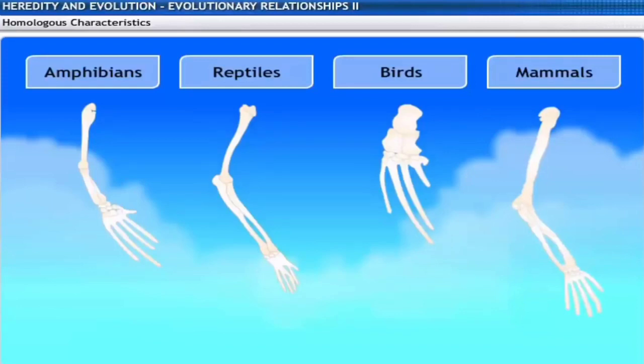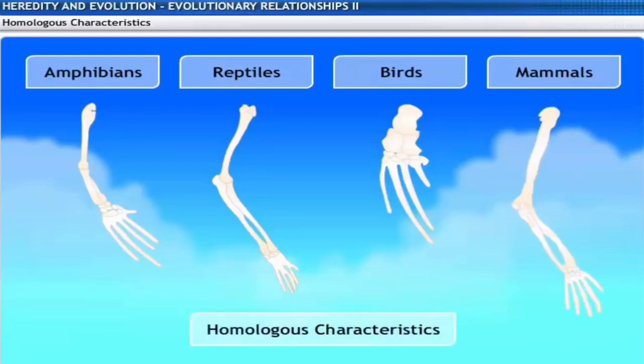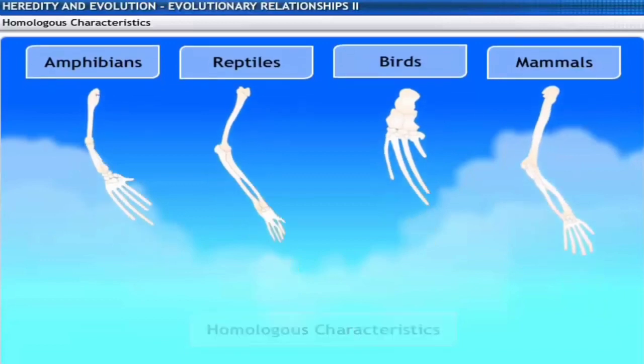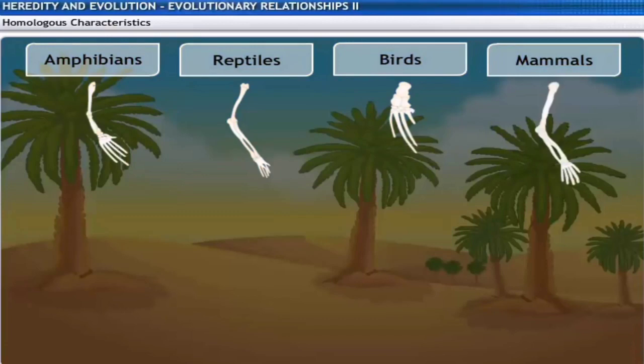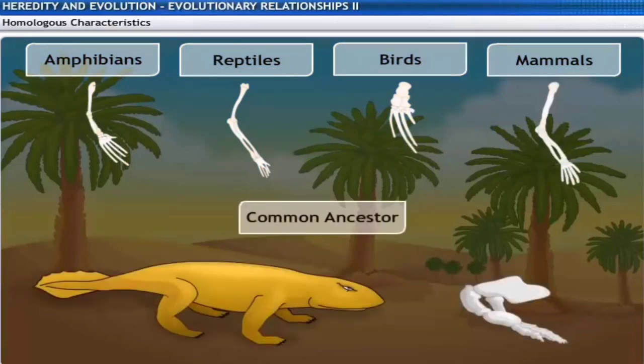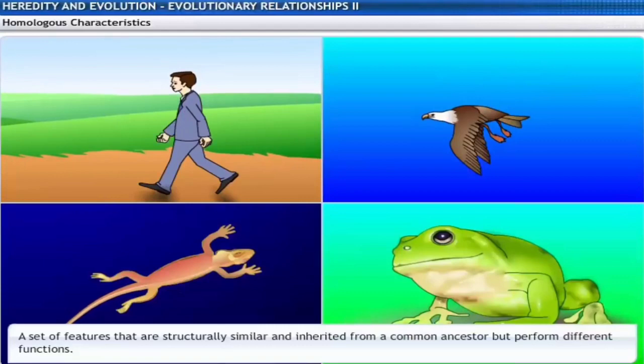Characteristics in distantly related organisms would be similar because they are inherited from a common ancestor. Such characteristics are called homologous characteristics. For example, mammals, birds, reptiles and amphibians have 4 limbs with the same basic limb layout because they have inherited the limbs from a common ancestor. These limbs have been modified to perform different functions.